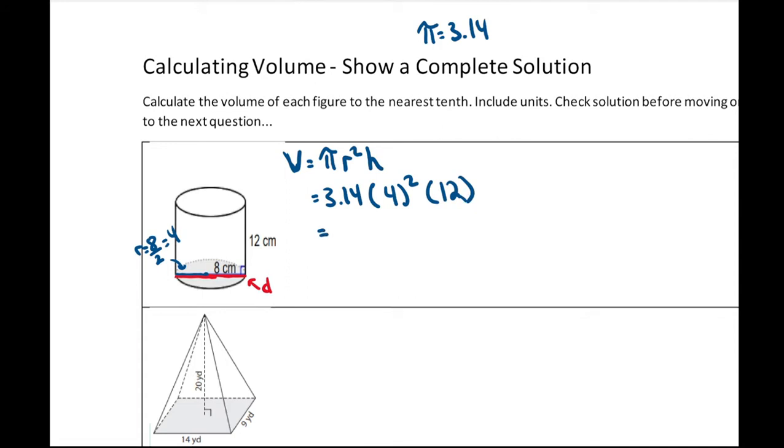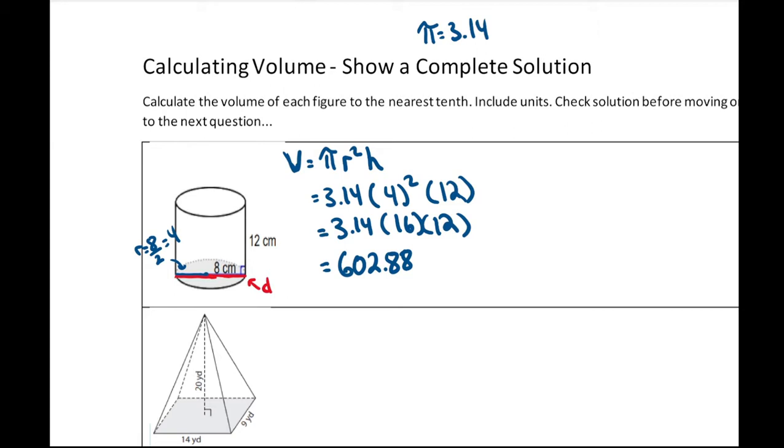Now this should be a straightforward calculation. The only thing you want to be aware of is that you have to do the exponent first. So you do have to follow BEDMAS, or the order of operations. So 3.14 times 16 times 12. Again, if you entered it all in on a calculator and did it correctly, you could do that entire first line on its own and you would get an answer. But sometimes it doesn't hurt to take an extra step just to make sure we have the right numbers. So 602.88 is going to be the volume.